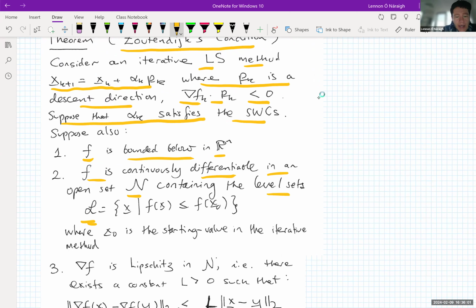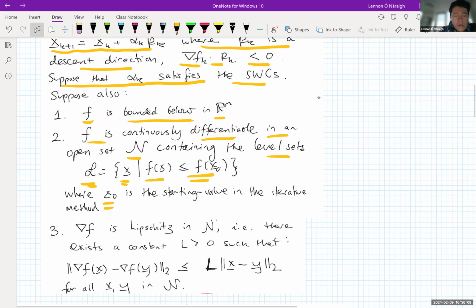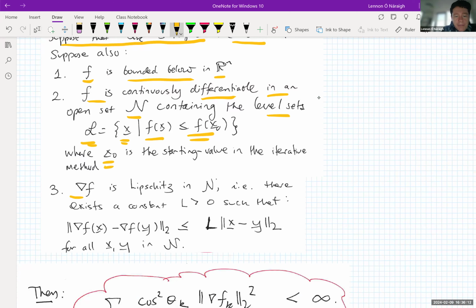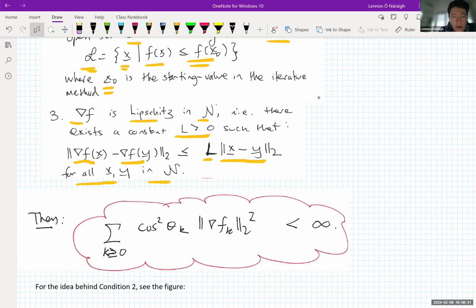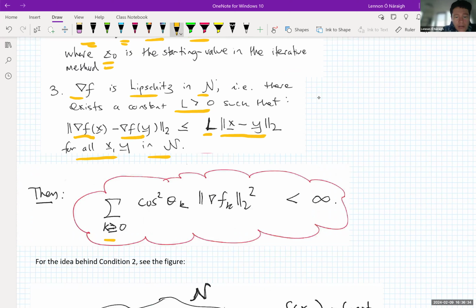So this is the set of all x such that f of x is less than or equal to f of x naught, where x naught is the starting value in the iterative method. We're also told to assume that grad f is Lipschitz in N. So in other words, there exists a Lipschitz constant L such that the L2 norm of the difference between grad f at x and grad f at y is less than or equal to L times the L2 norm of the difference between x and y for all x and y in the neighborhood N. And if all of these conditions hold, then the sum over all k of cos squared theta k times the L2 norm of grad f squared is bounded.